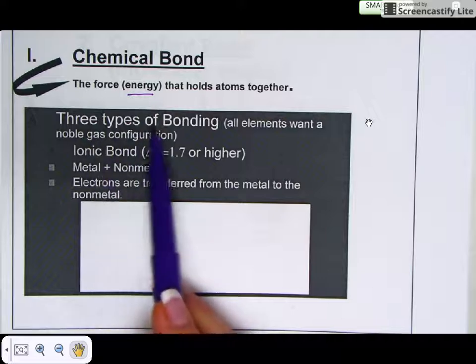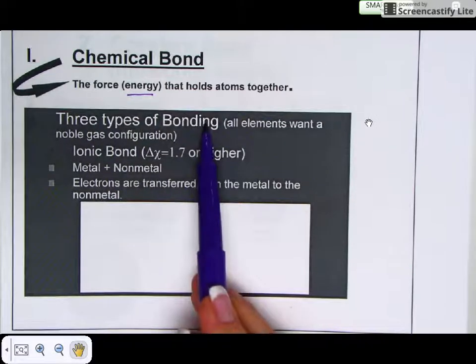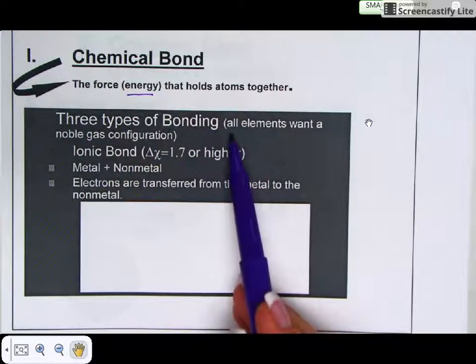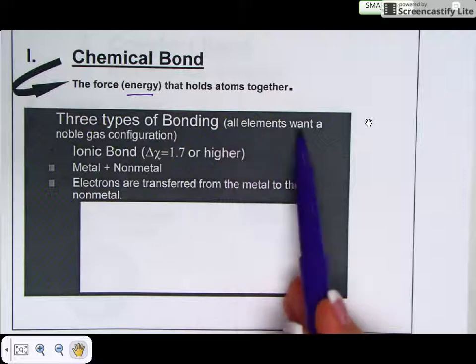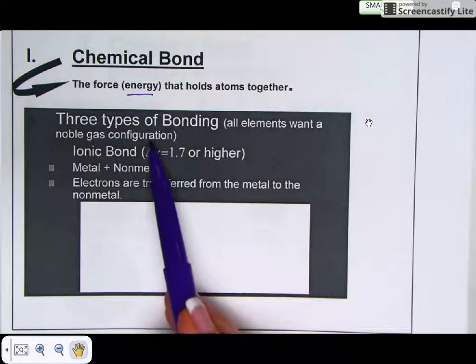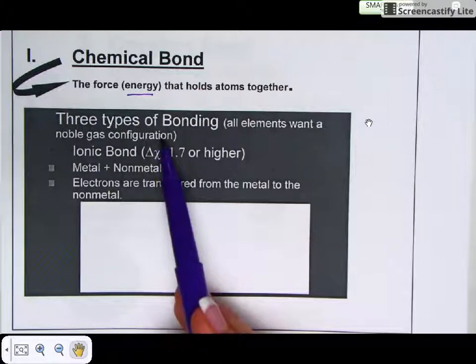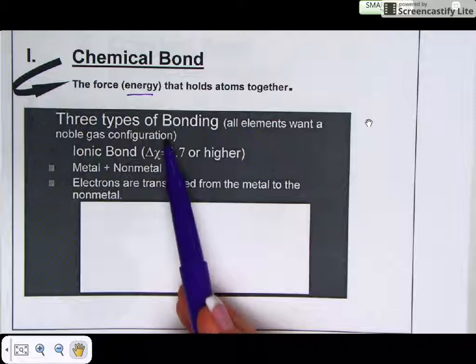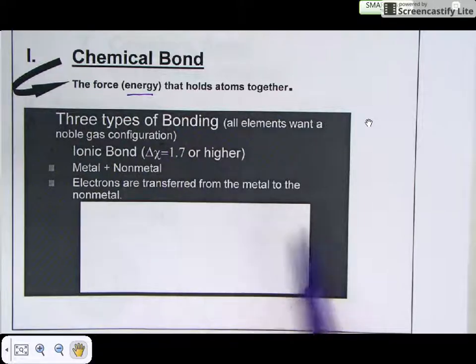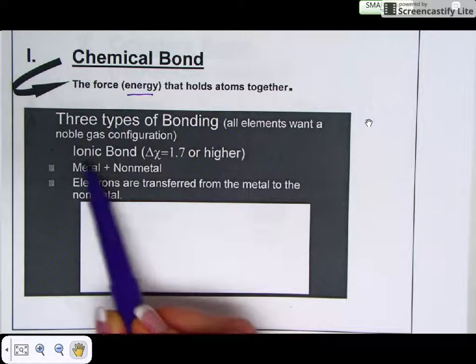There are three types of bonding that we're going to be studying in this unit. One thing I want you to remember always is that all of the elements want a noble gas electron configuration. So what does that mean? It means they want to have a full valence shell. They want to have 8 valence electrons, or in the case of those that want to look like helium, they want 2 valence electrons. The first type of bond is an ionic bond.